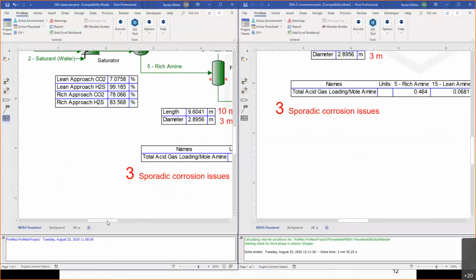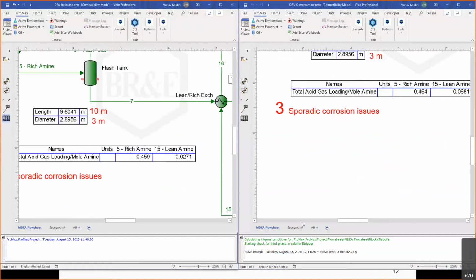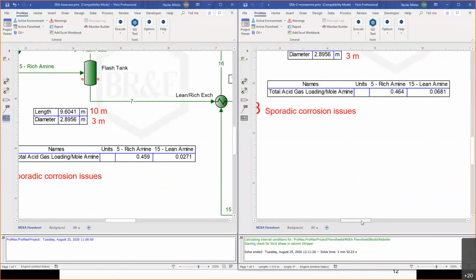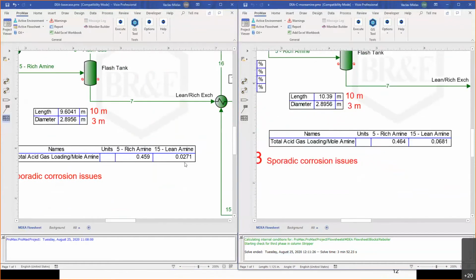And this is also confirmed by the lean loading. So lean loading, this is basically just like for the rich loading. This is a relative measure of how much H2S and CO2 we have bound to our amine. And you can see the amount of residuals of H2S and CO2 in our lean amine for the higher circulation rate is, because of the struggling regeneration, significantly higher, say 2-3 times higher than before.